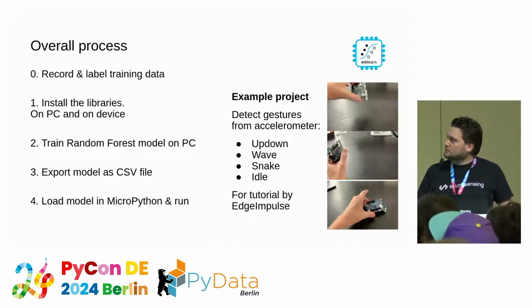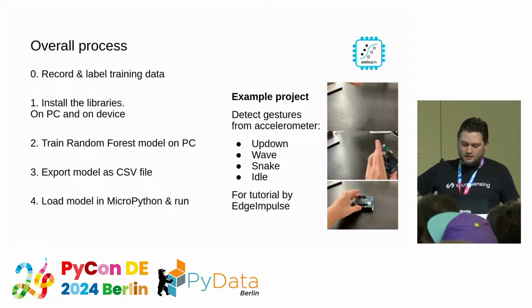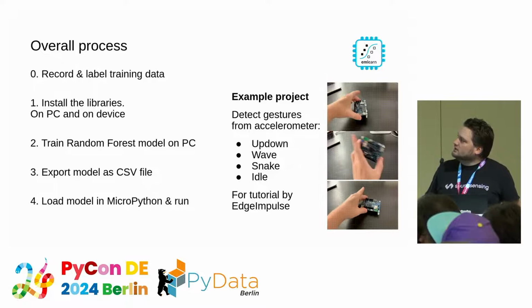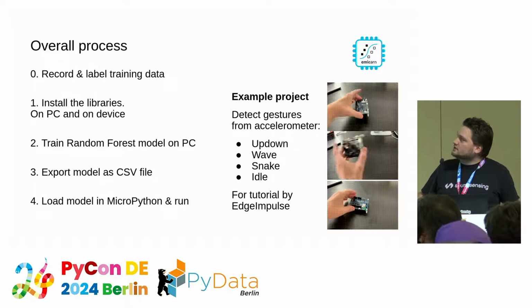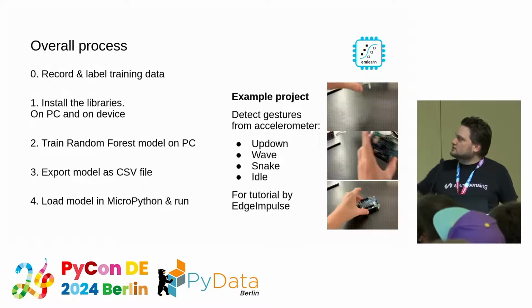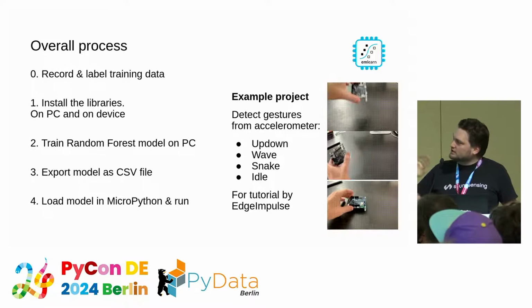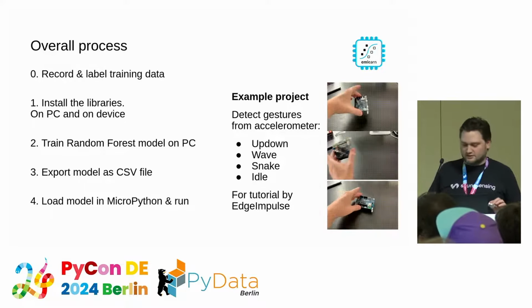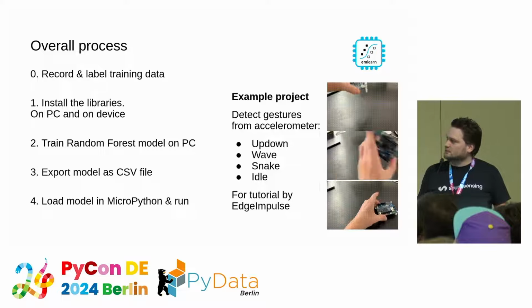As an example, this is taken from an example by Edge Impulse. They have some data available, and so I downloaded that, and they can detect basic gestures such as this. It's called continuous gesture. You can differentiate between waving or this kind of snake motion or up and down. So they're very simple things, but it's good for an example.